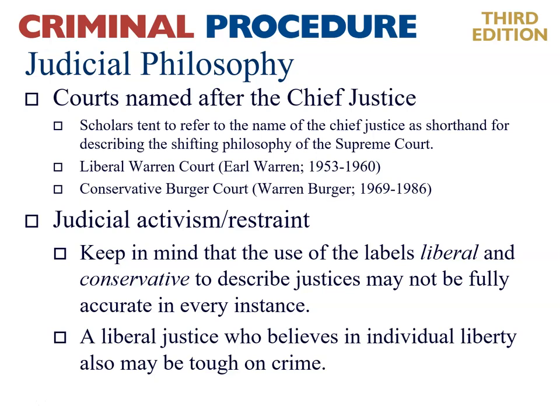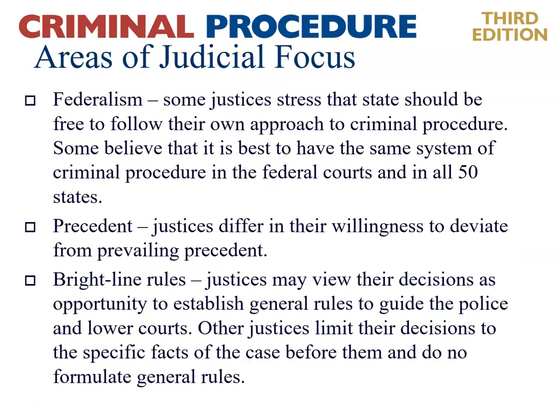So just keep in mind that there are some differences, but labels are things that we've got to be careful of. All right, so let's talk about some areas of judicial focus, and then we'll wrap up. The first one is federalism. This is where some justices stress that the states should be free to follow their own approach to criminal procedure. And some believe that it is best to have the same system of criminal procedure in the federal courts and in all 50 states. The term precedent, again, justices differ in their willingness to deviate from prevailing precedent.